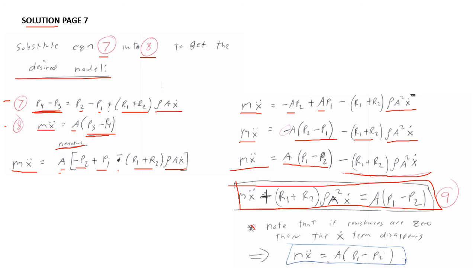And one thing to note here is that if resistances are 0, then the x dot term disappears, and what we're left with is just m x double dot is equal to A times P1 minus our P2 value right there.